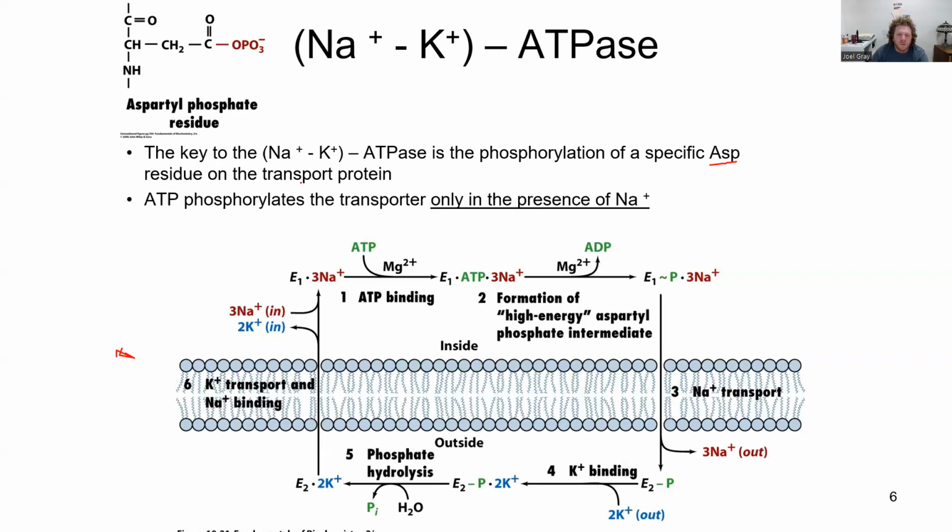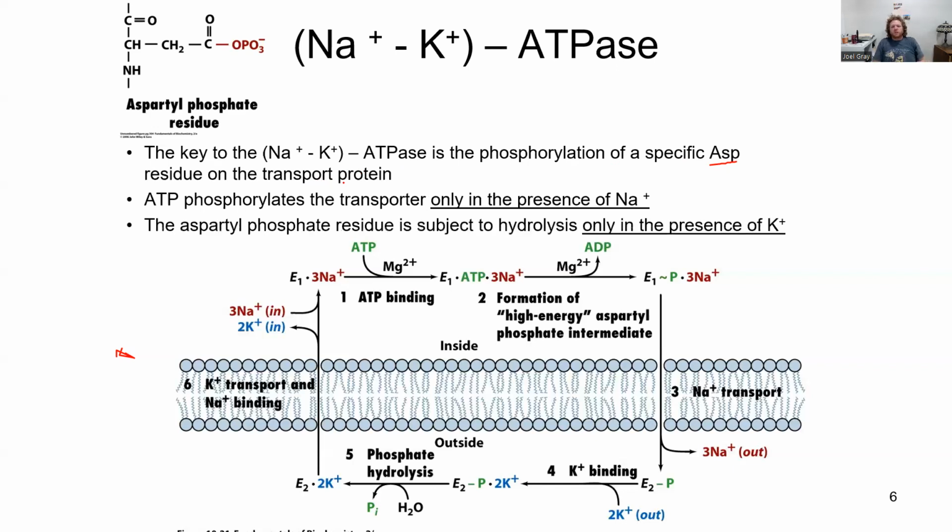Now, ATP phosphorylates the transporter only in the presence of sodium. The aspartyl phosphate residue is subject to hydrolysis only in the presence of potassium ions. Okay, so those two lines basically sum up the entire pathway, or the entire model. So the first item is that ATP phosphorylates only in the presence of sodium.